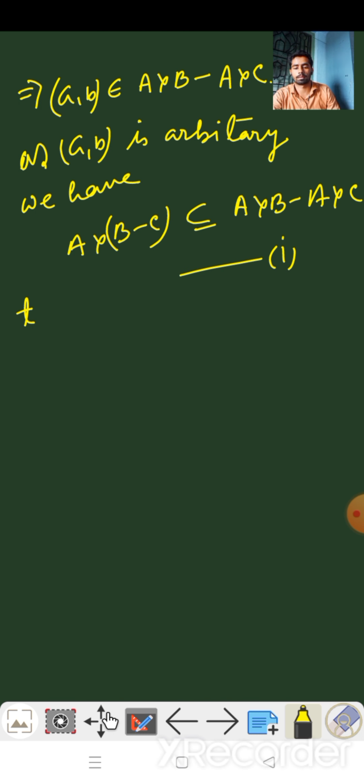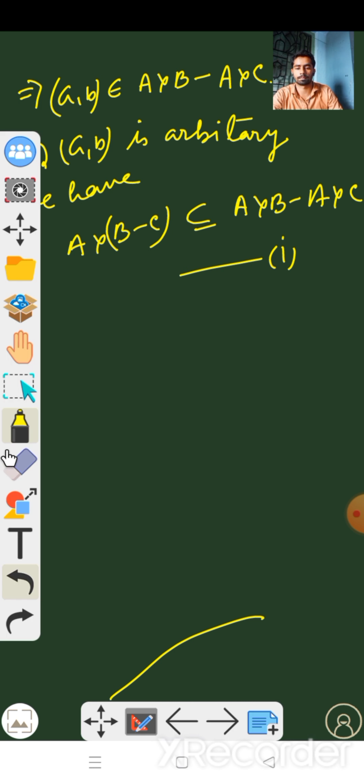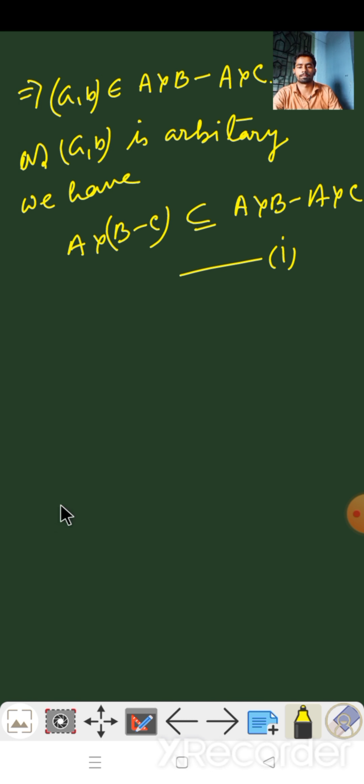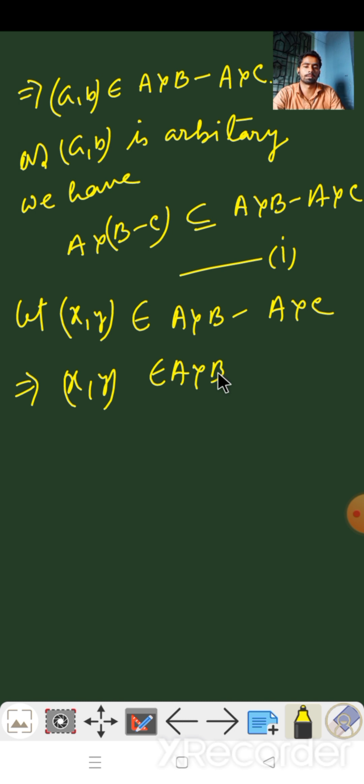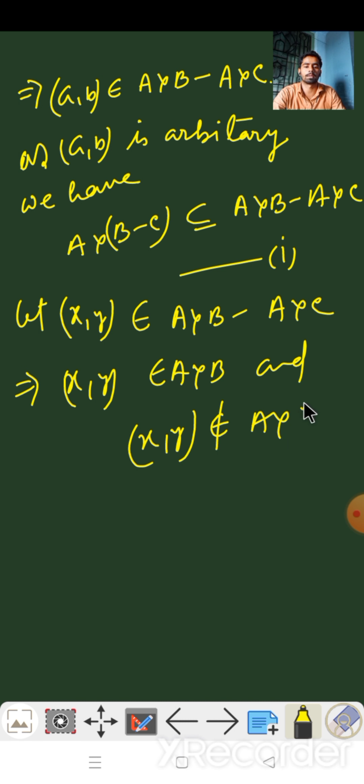Again, let another ordered pair (x, y) belong to the RHS, which is (A cross B) difference (A cross C), which implies (x, y) belongs to A cross B, and the ordered pair (x, y) does not belong to A cross C, which implies x belongs to A and y belongs to B.